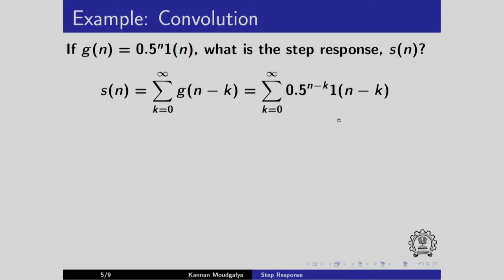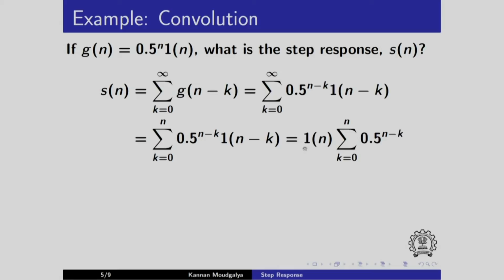We can simplify further because now it is 1 of n minus k, and when k exceeds n, that is when the argument becomes negative, it will become 0. So we can say that we need to consider only up to n, and this is valid only for n greater or equal to 0. So as a result, I can pull out this 1 of n and I get this expression.